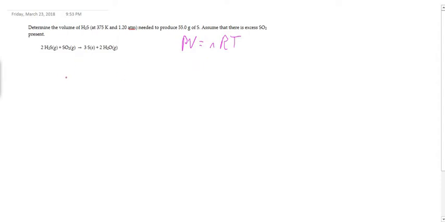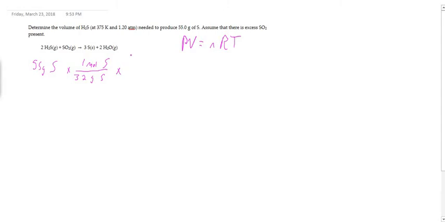Alright, so first thing we're going to have to use stoichiometry to get to the number of moles, and then we're going to have to use moles to get to volume. So let me start here. I have 55 grams of sulfur. I have to know the molar mass of sulfur, so I know that there are 32 grams of sulfur in 1 mole of sulfur.